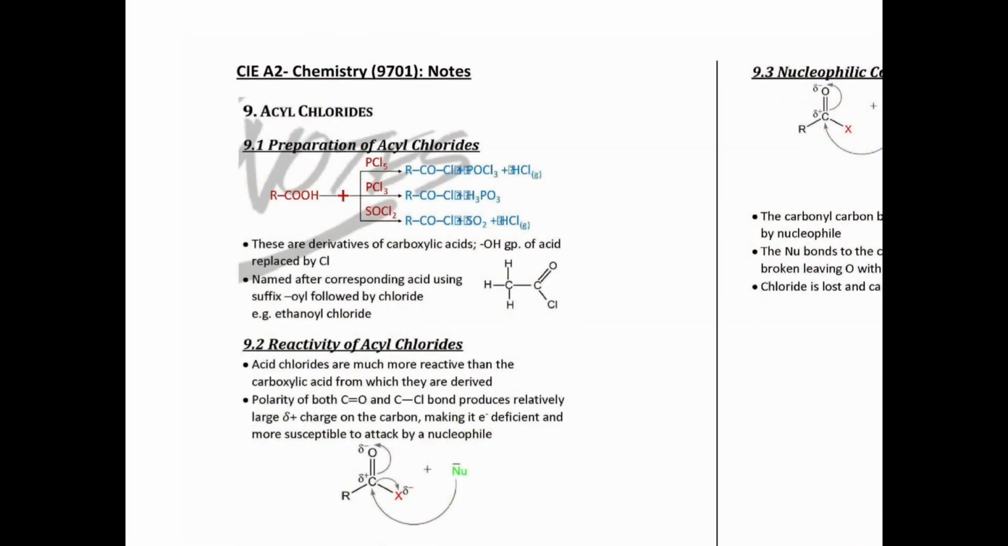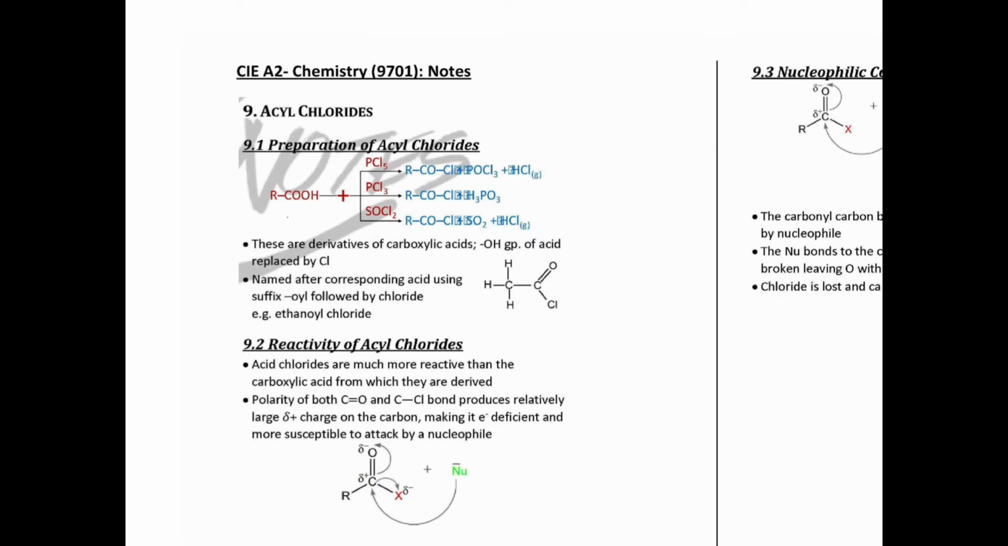Acyl chloride. So 9.1, preparations of acyl chloride. You have a carboxylic acid. You look at the chart here: carboxylic acid, and you want to change it to acyl chloride. The first way, you use PCl5. PCl5, we learned it in AS alcohol, where the OH is replaced by Cl.